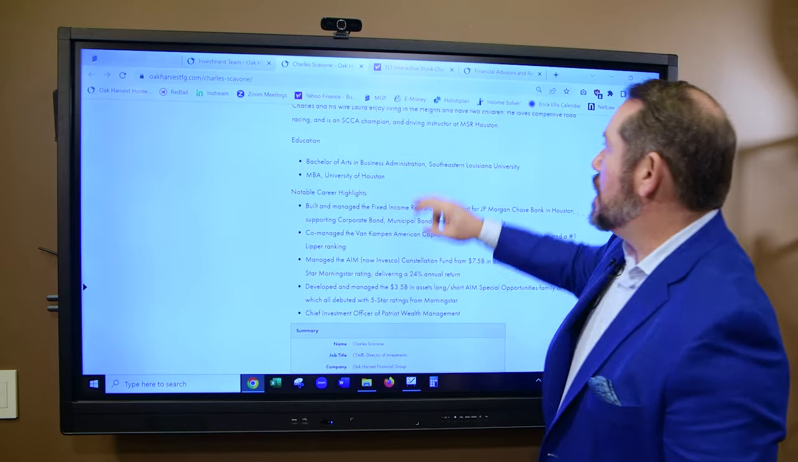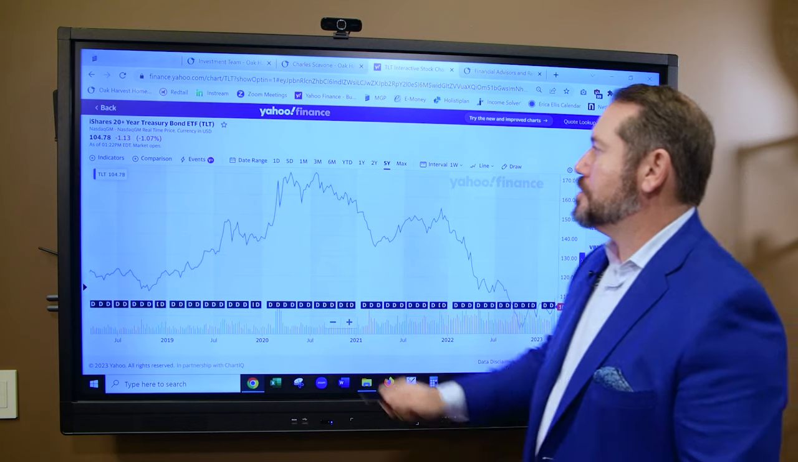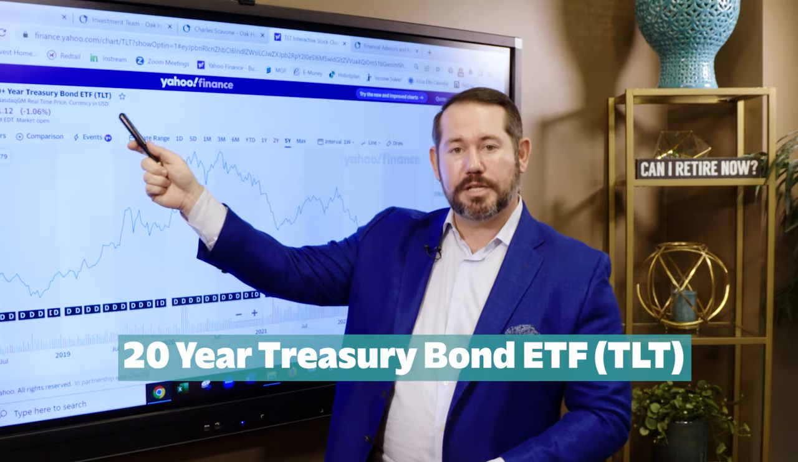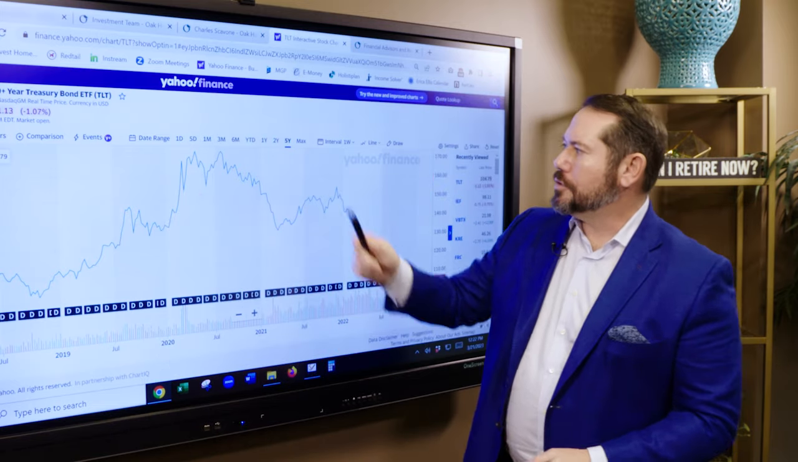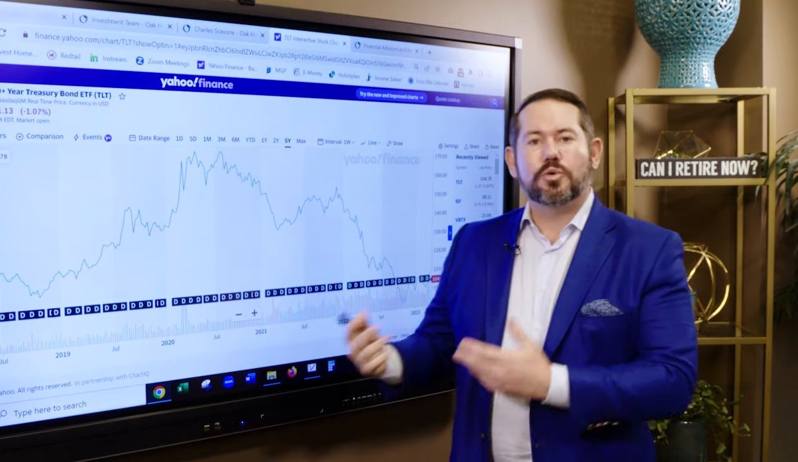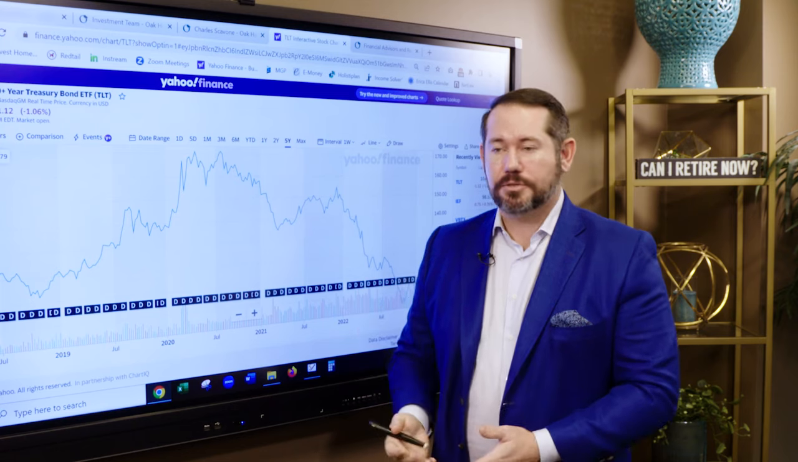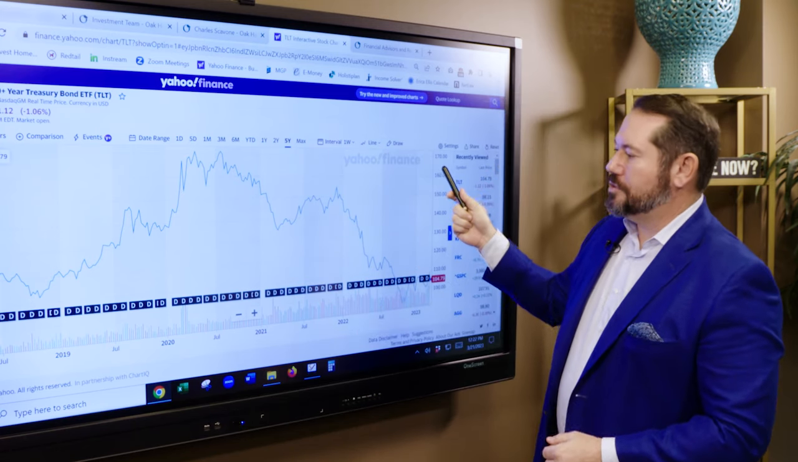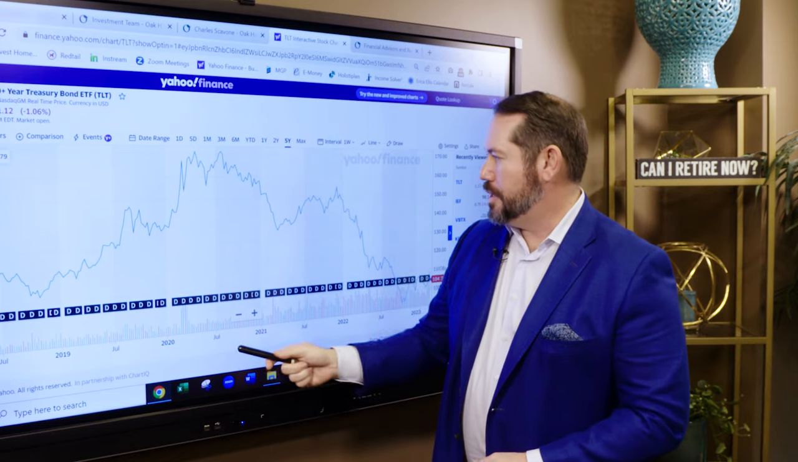You have fixed income, which I also want to show here. So this is the 20-year Treasury bond ETF. The ticker is TLT. I have it over a 5-year period. Just want to show you the volatility of bonds. So it was trading at almost 170, right around 170. This is back in July of 2020.